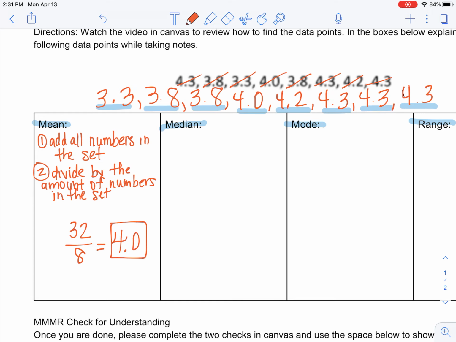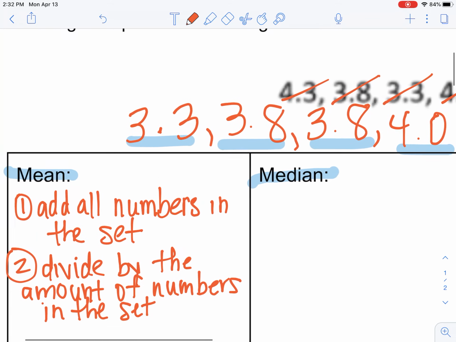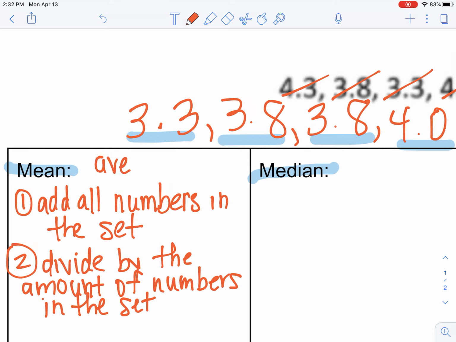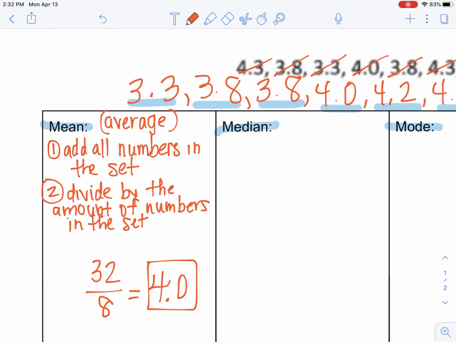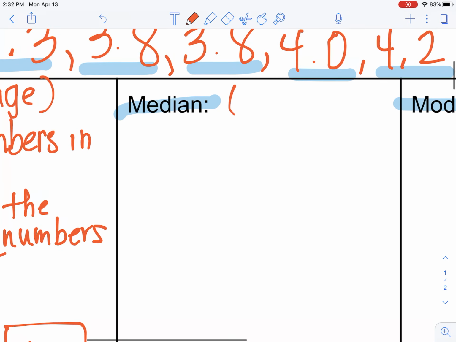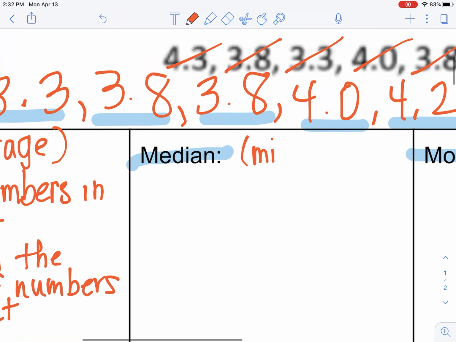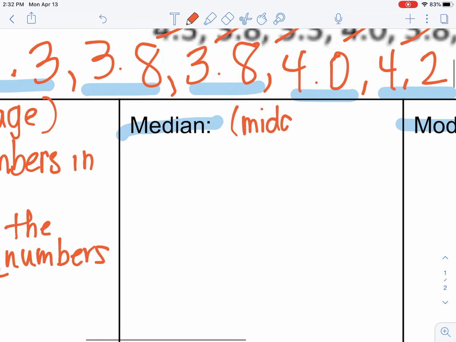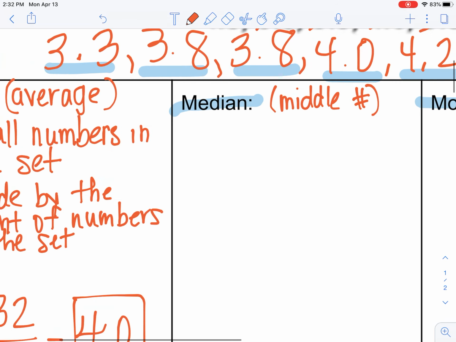Moving on to the median. And I actually want to add one thing in here. Mean is called also the average. So you might see that in some directions. All right, when I'm talking about the median, we are talking about the middle number, which is why having stuff in least to greatest order is important.